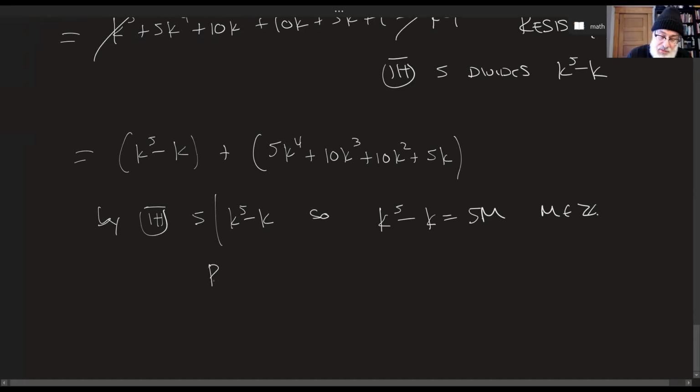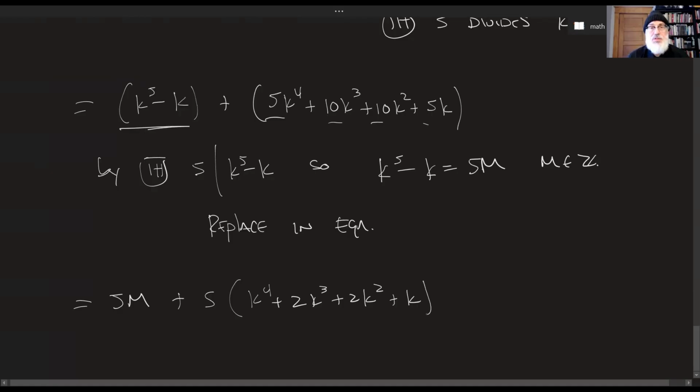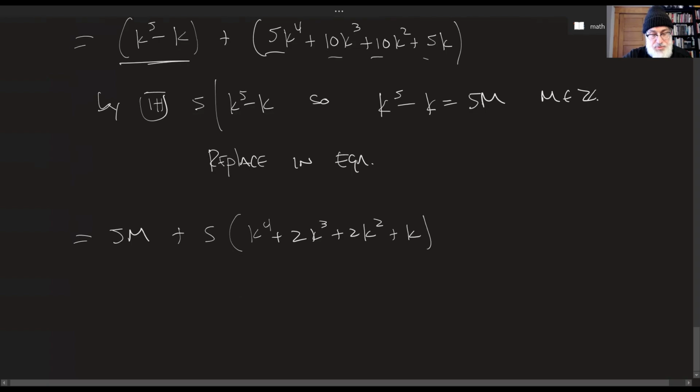Now we can replace this. So replace in our equation here. So we get 5m, since we're replacing k^5 minus k. Now here we see we can factor out a 5. That leaves us with k^4 + 2k^3 + 2k^2 + k. All I did there was factor out a 5. If you need some help factoring, we have a video lecture on factoring for college algebra review. Check that out.